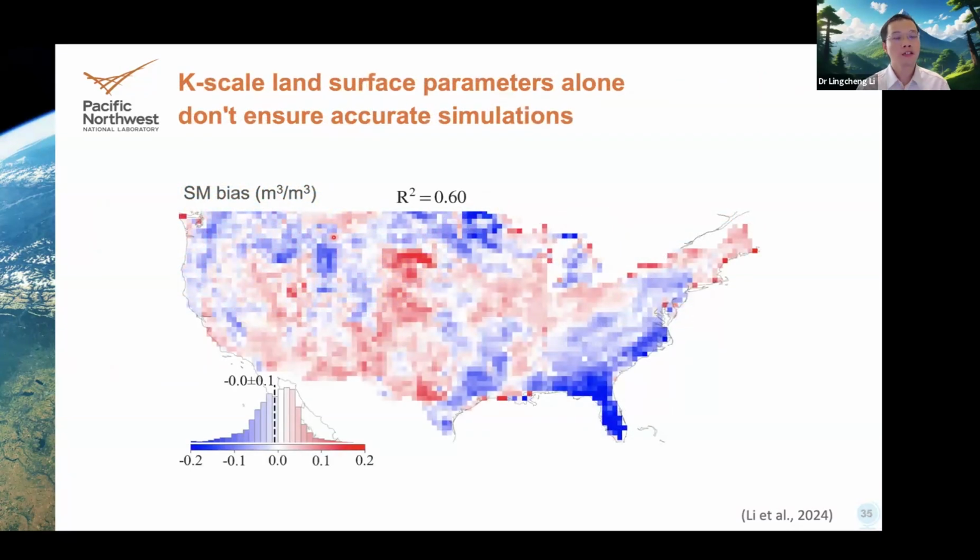We also compare our soil moisture simulations with benchmark datasets at relatively close resolutions. You can see that there are obvious biases, overestimates or underestimates of the soil moisture. So of course we know that the soil moisture benchmark also has uncertainties, but the point is that even if we have the K-scale parameters, it alone doesn't guarantee accurate simulations.